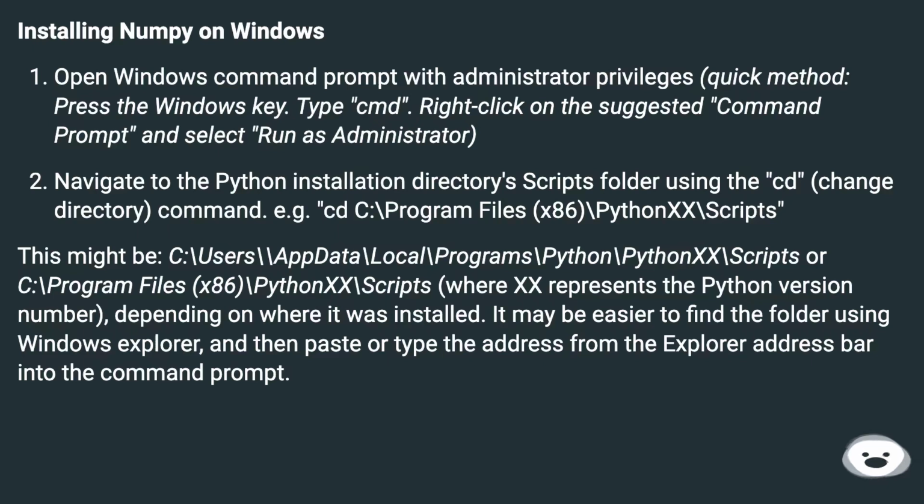x86/pythons/scripts. This might be c:/users/data/local/programs/python/pythons/scripts or c:/program files, x86/pythons/scripts, where 20 represents the Python version number, depending on where it was installed. It may be easier to find the folder using Windows Explorer, and then paste or type the address from the Explorer address bar into the command prompt.